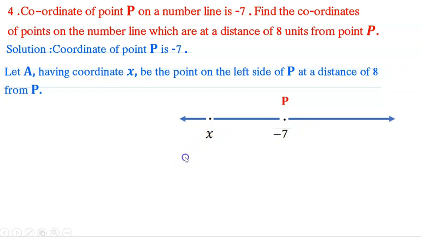Coordinate is x and that point is A. Okay. It's clear that -7 is greater than x. Okay. -7 is greater than x.